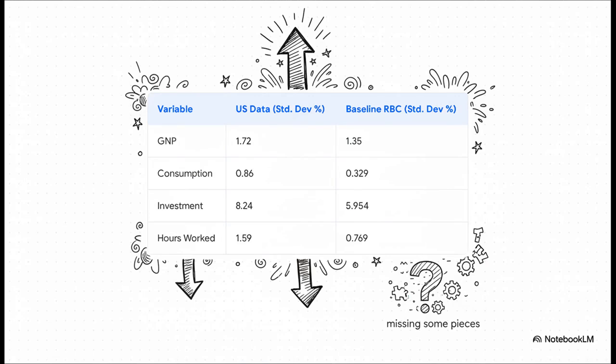So, does this simple model actually match the real world? Well, take a look. It's kind of a mixed bag, which is super interesting. Look at investment volatility. The model gets pretty darn close to the real US data. That's a huge win. But then, look at consumption and hours worked. The model predicts they should be way more stable than they actually are. So while it's a great start, this tells us pretty clearly that our simple engine is missing some important parts.